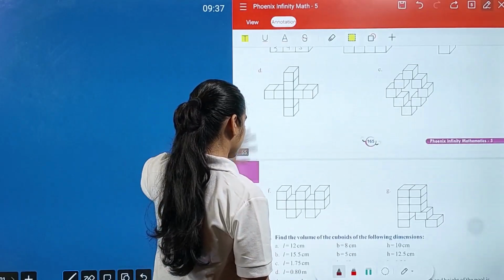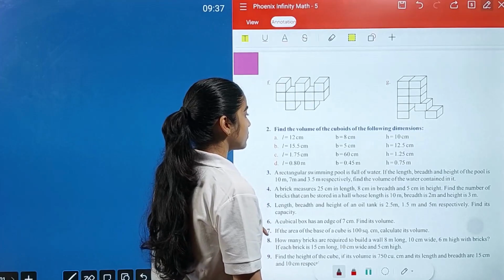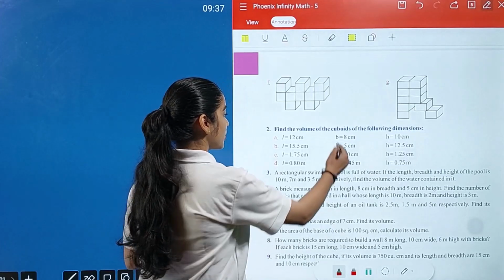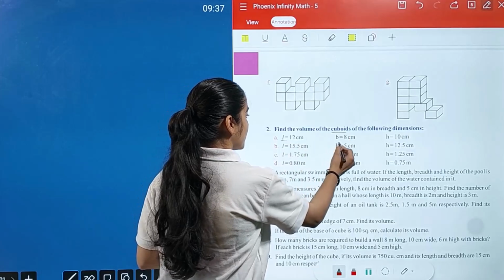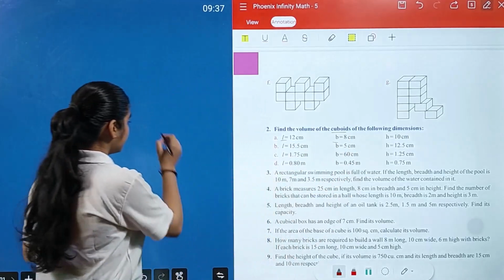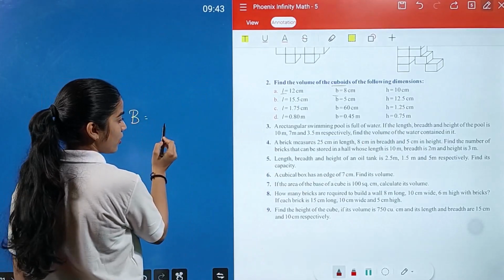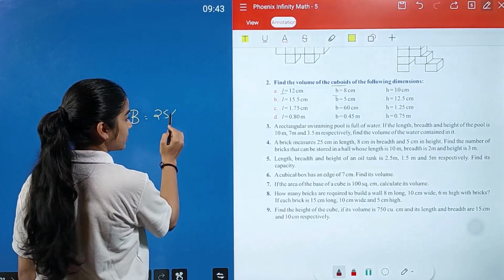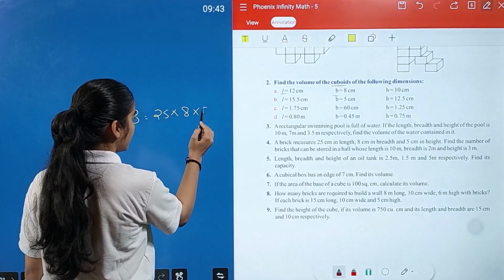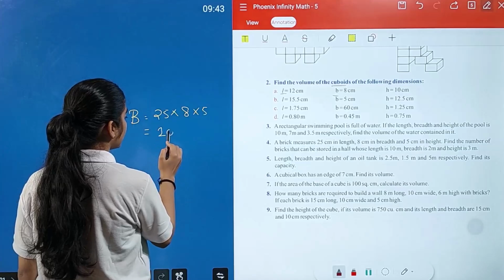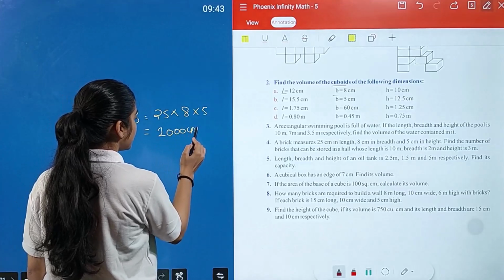That is very simple. Now find the volume of the cuboids of the following dimensions. So here we have a cuboid, length, breadth and height are given. So we have to find out the volume of the brick, which is 25 multiplied by 8 multiplied by 5, that is equal to 1000 centimeter cube.